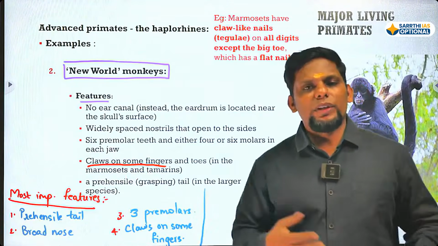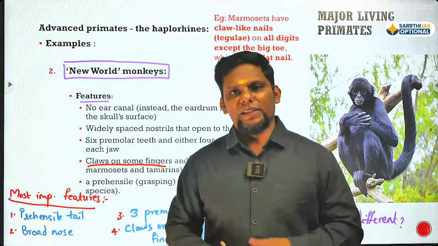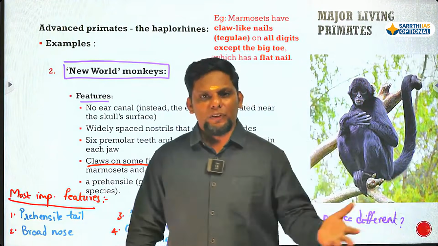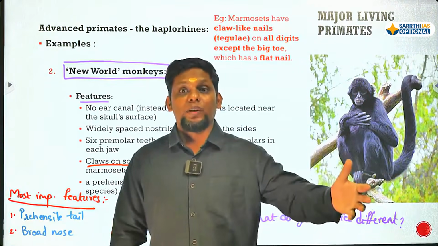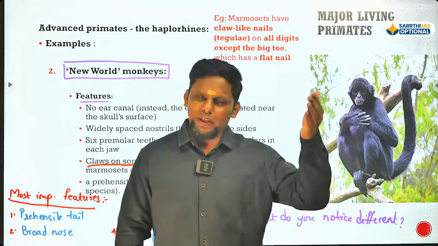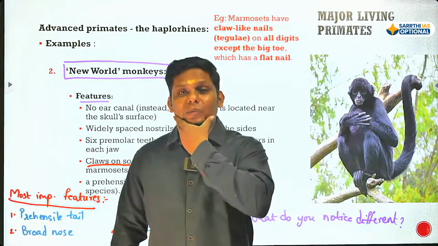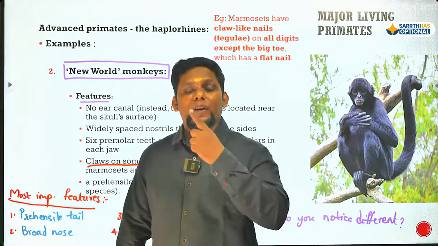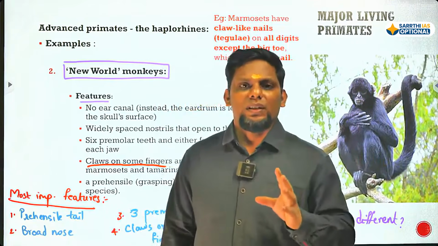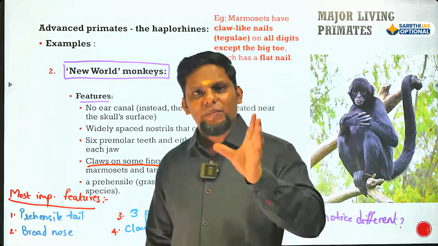Then you move to the New World monkeys. Who are the New World monkeys? Yesterday we had, tell me the name of the New World monkeys that we have seen so far. Let's see how many you can remember. So New World monkey, what did we say? Platyrrhini, meaning flat-nosed. And they are found in the Americas. New World essentially means the Americas.